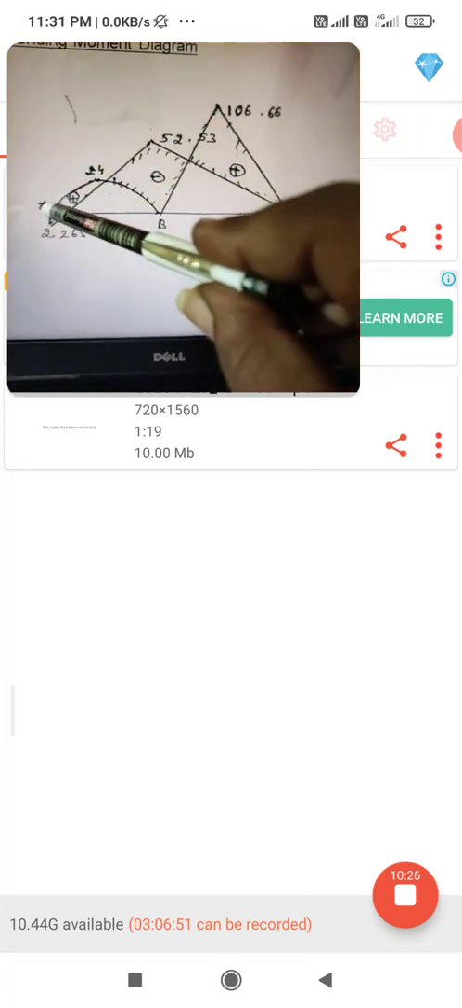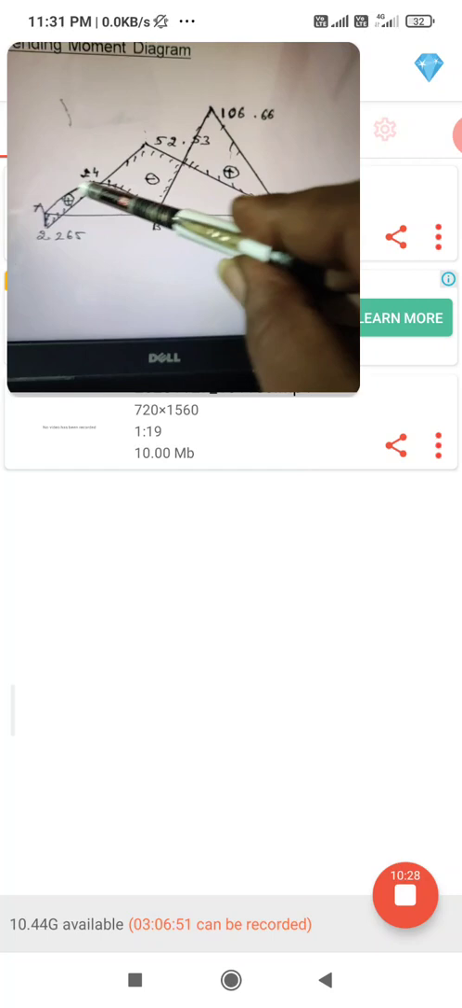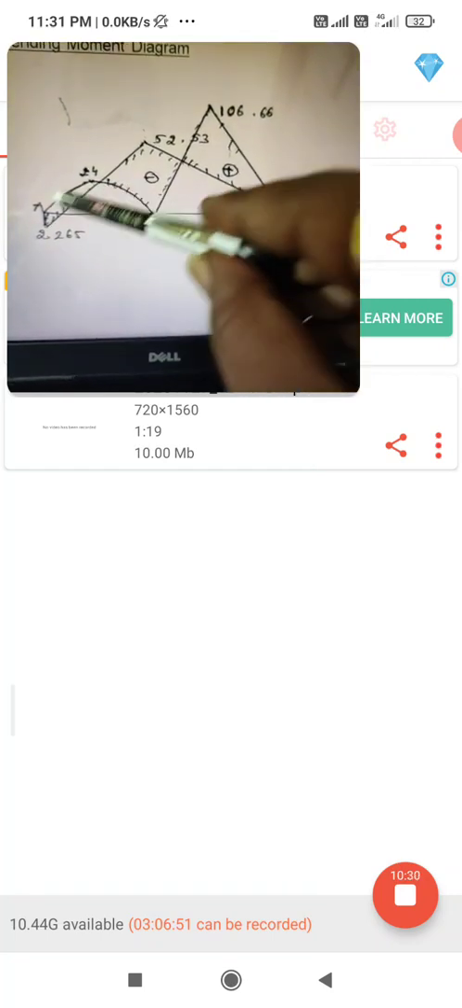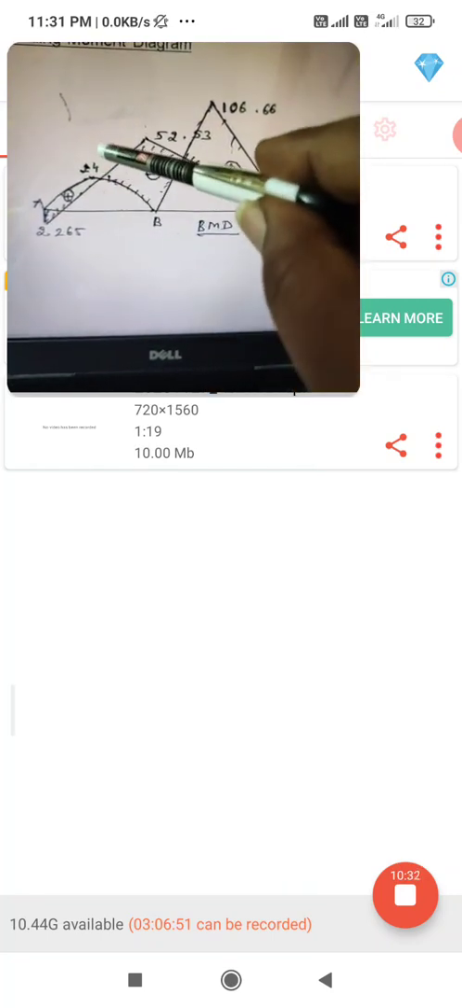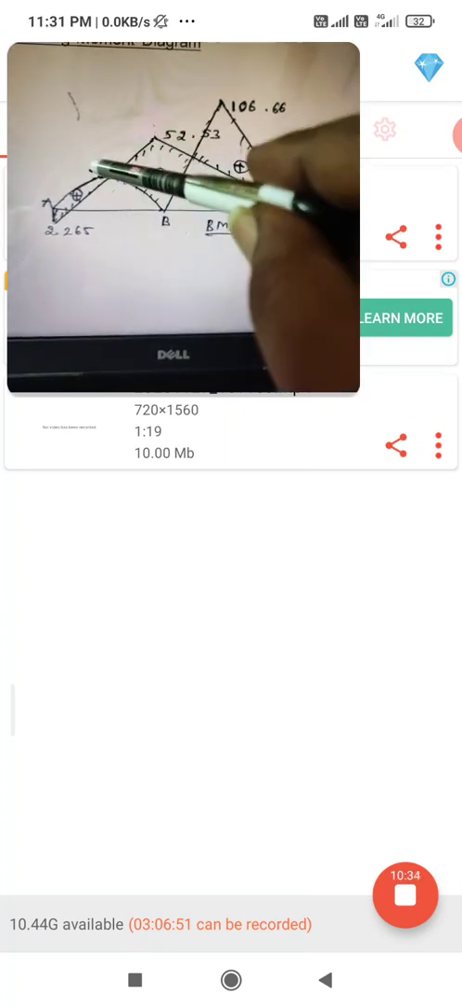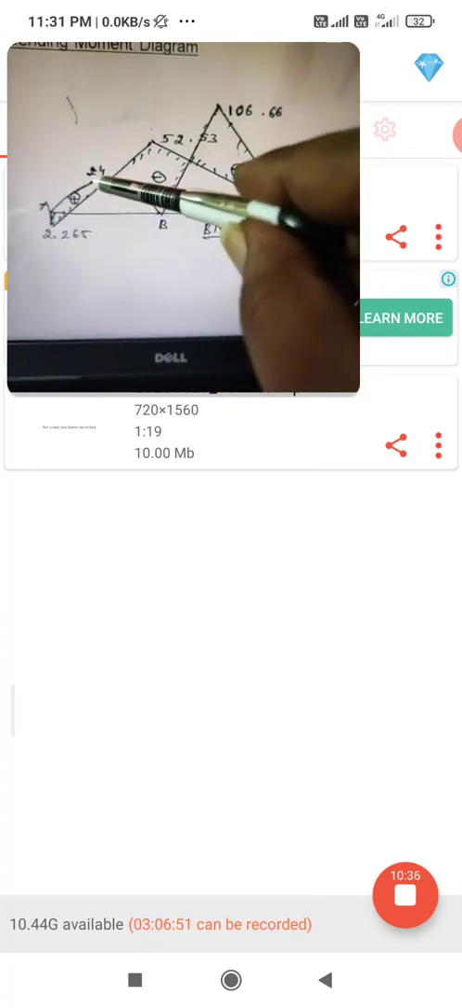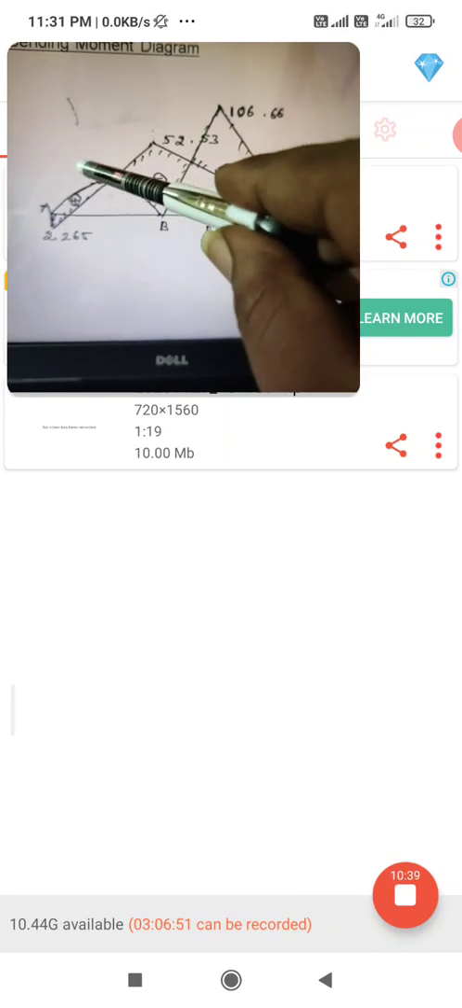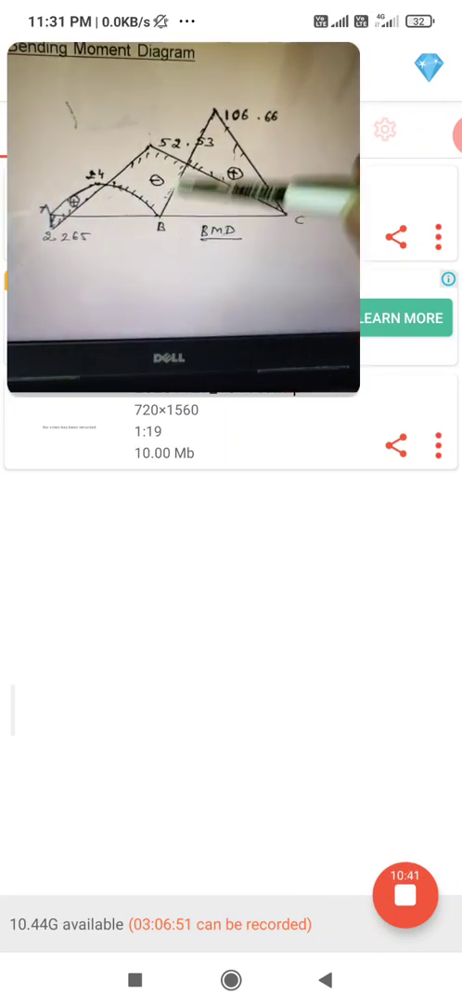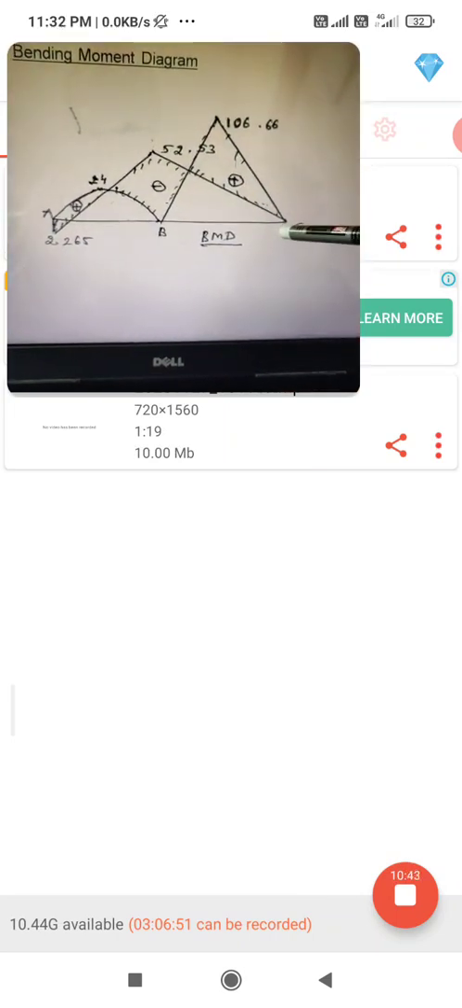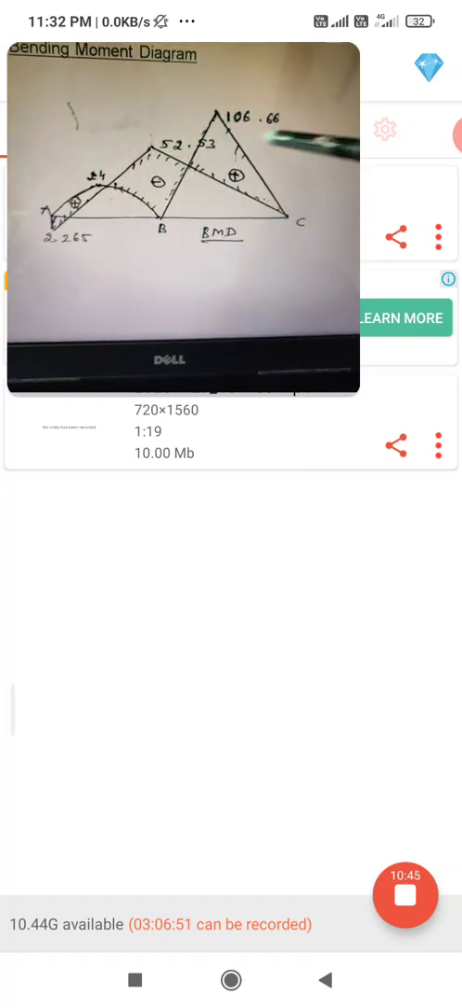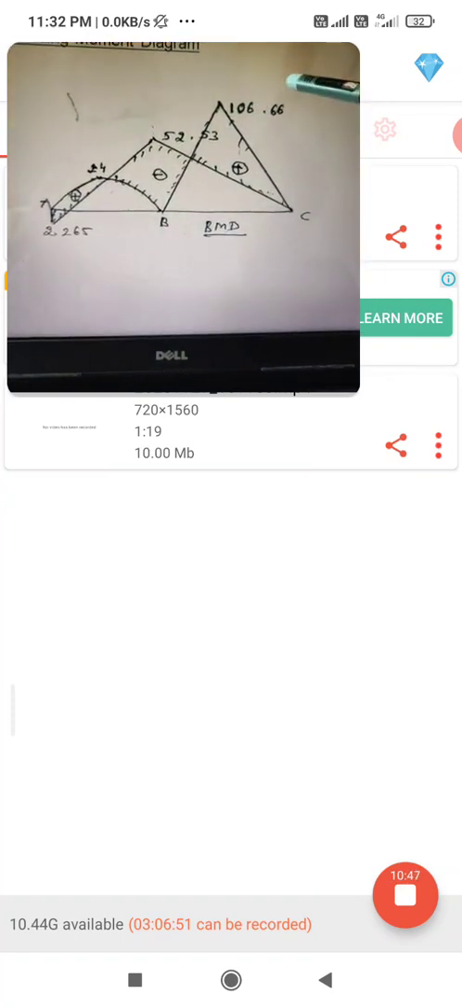Then next, come to the bending moment diagram for the UDL case. That will be parabolic. So this value is WL square by 8. Obviously the maximum bending moment for the UDL case is WL square by 8, and here it will be a point load. So this value comes by using the equation WAB by L.